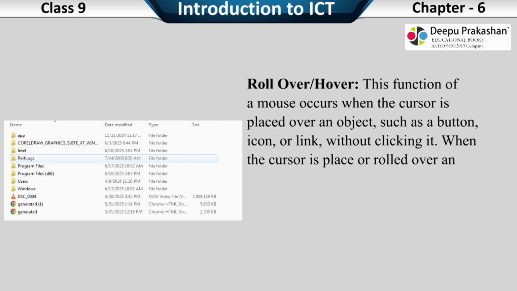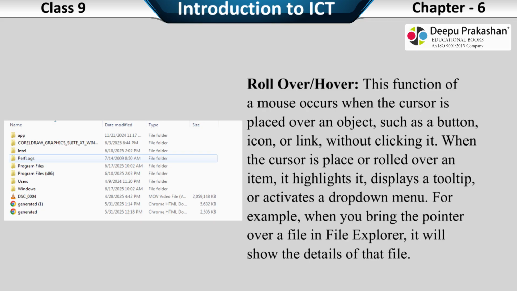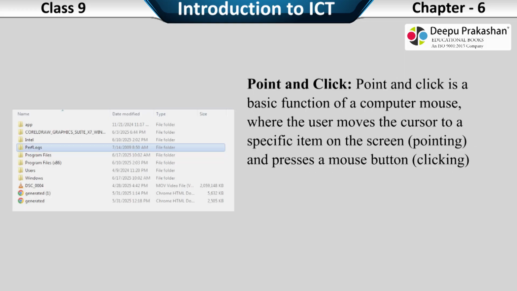Roll over or hover. This function of a mouse occurs when the cursor is placed over an object, such as a button, icon, or link, without clicking it. When the cursor is placed or rolled over an item, it highlights it, displays a tooltip, or activates a drop-down menu. For example, when you bring the pointer over a file in File Explorer, it will show the details of that file.